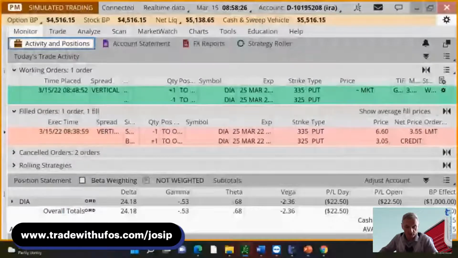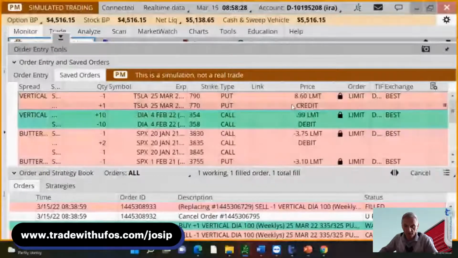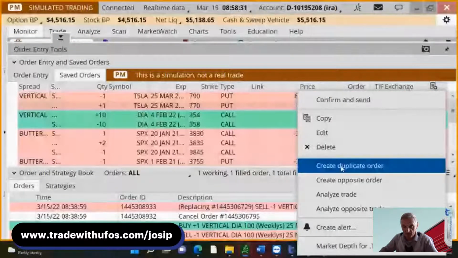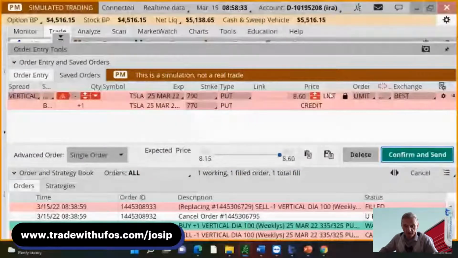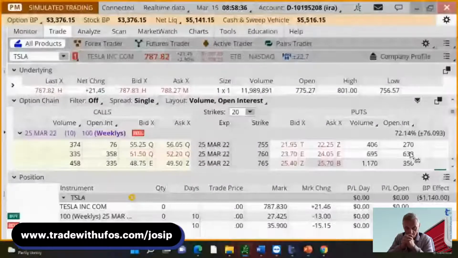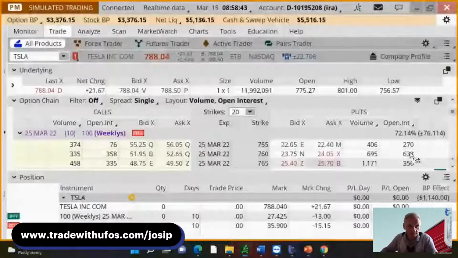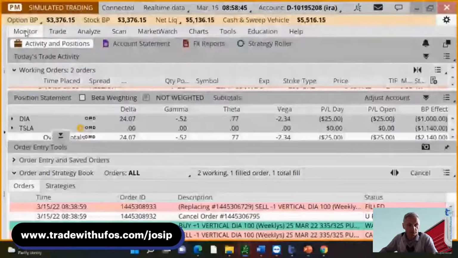Okay. My saved order is right here. This is my put for 860. Create a duplicate order. It's saying 860. Most likely I'll get filled. Fire it in. 1 Mississippi, 2 Mississippi, 3 Mississippi. I know we need to finish this in a few seconds here, but this is a paper trading account.